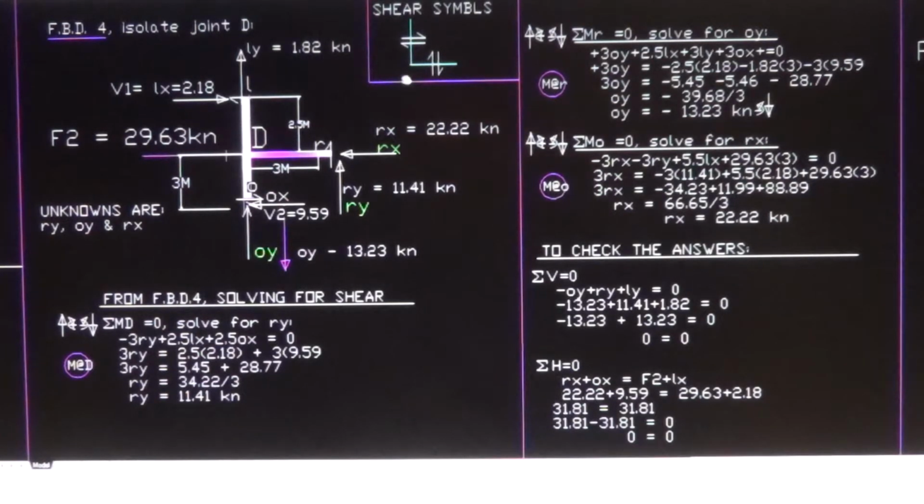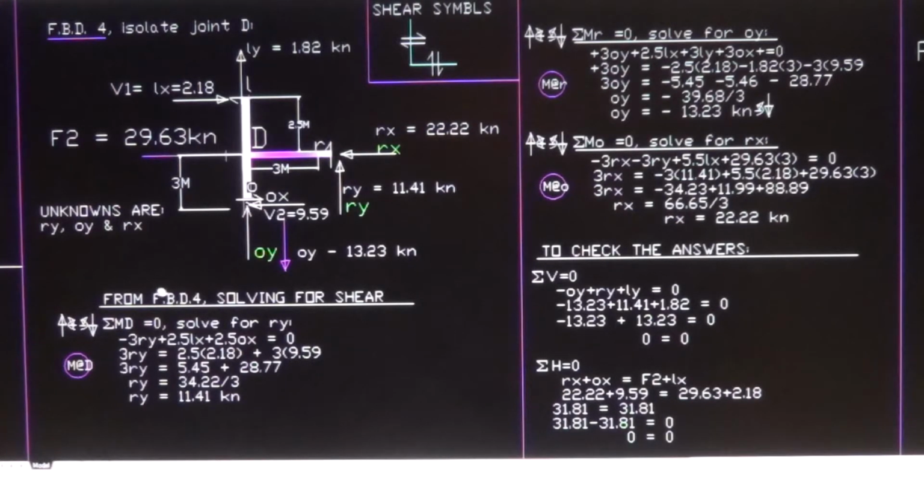So we have that solved. Always follow the symbols of shears here, two opposing forces, okay? So at free body diagram number 4, isolate joint D. You have to solve all these unknowns. The magenta markings there are the unknowns. They are Ry, Oy, and Rx.